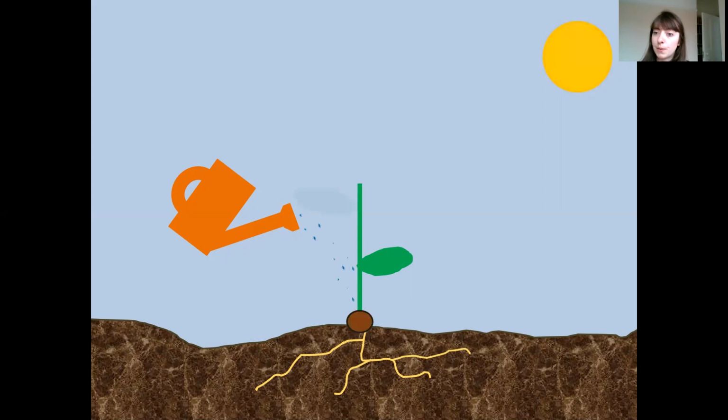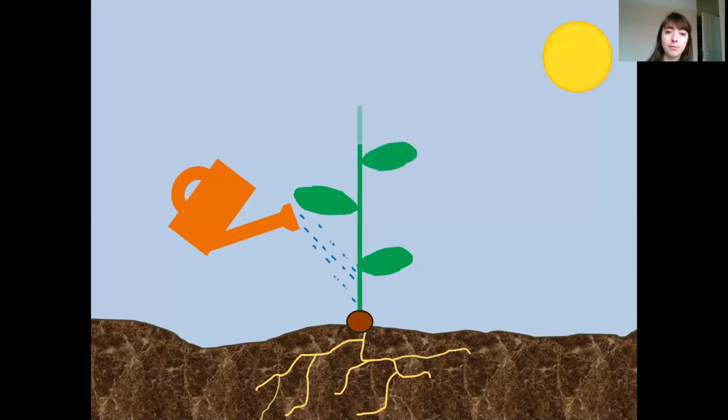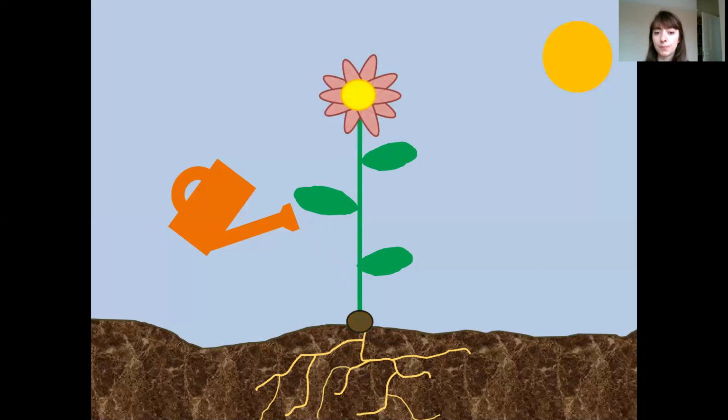And then the stem grows a bit more. There's another leaf that grows on it. More stem, more leaf, more stem. And there's the flower that grows as well. And you can see at the bottom, those bits under the ground, the roots, have really gone down into the ground.